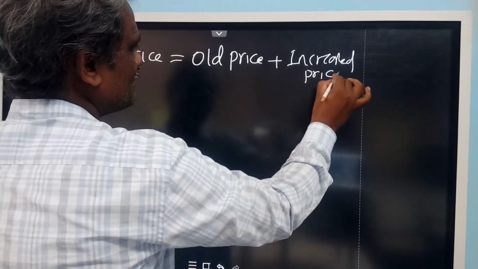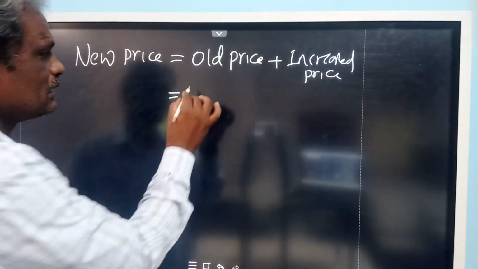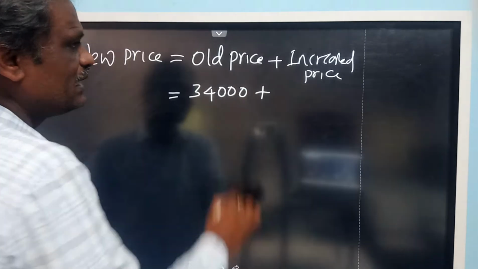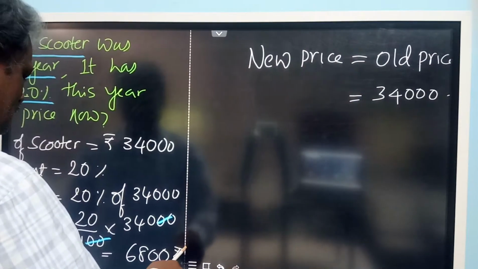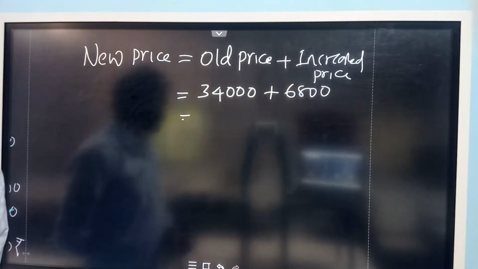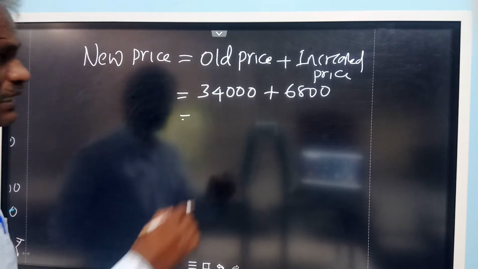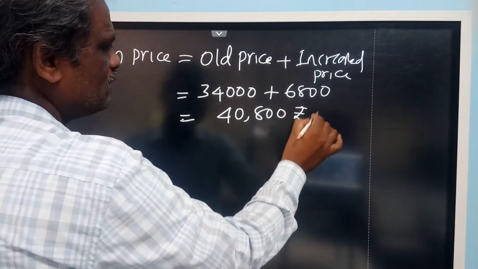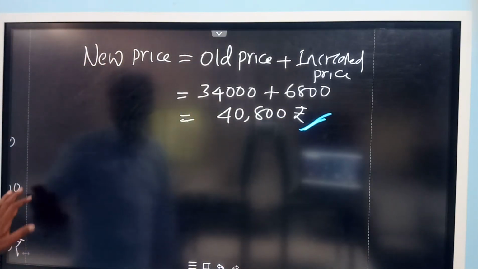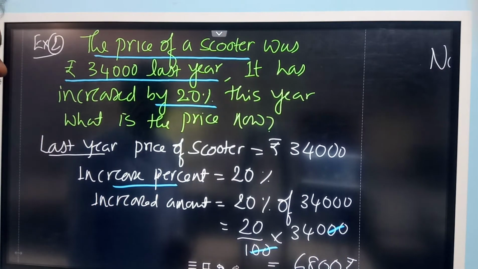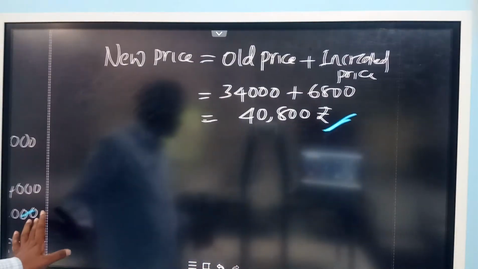Now old price was 34,000. And then what is the increase in price? We got it by 6,800. Now you add this one. What is the total value now when you add this? 40,800. So this is one way of calculation. So based on the percentage you calculated the increased percent. There is one more method you can do in another way also, using unitary method.